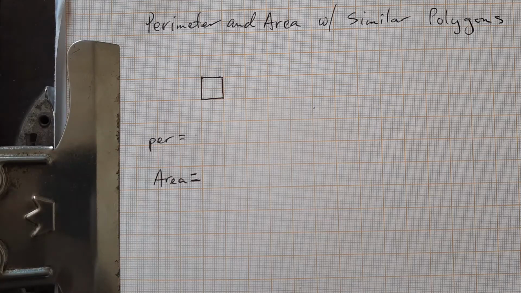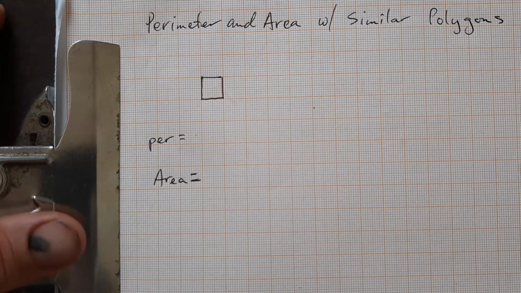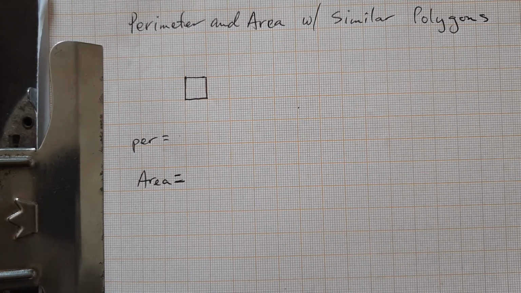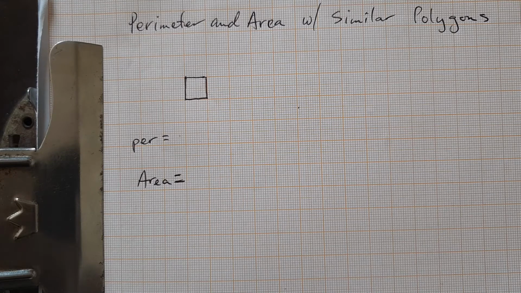Perimeter and area with similar polygons. This is chapter 5, lesson 2. I'll start with something really simple. Your book makes it more complicated, of course.